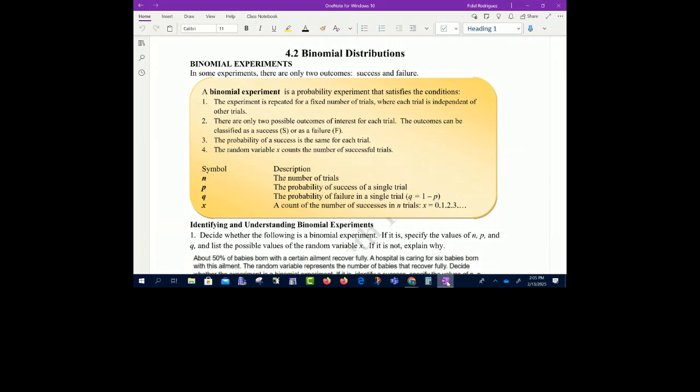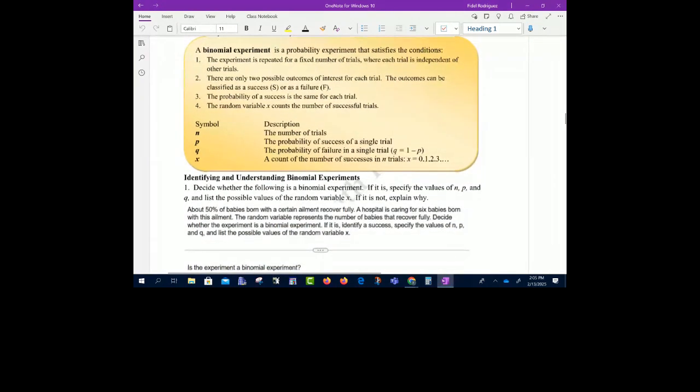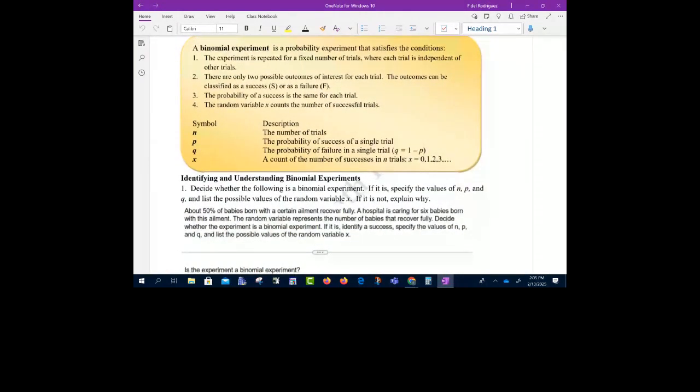Okay, so y'all, we have some symbols that we're going to use. N is going to stand for the number of trials. P is going to stand for the probability of a success in a single trial. Q is the probability of a failure in a single trial. And X is going to stand for the number of successes in however many trials we do. Let's go through an example to make this a little easier to understand.